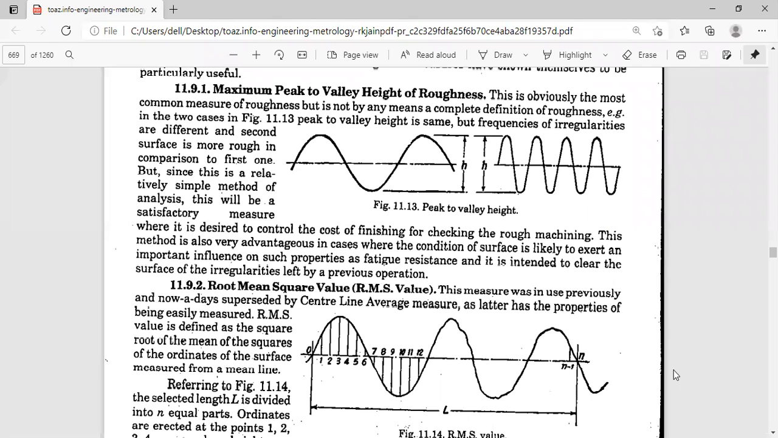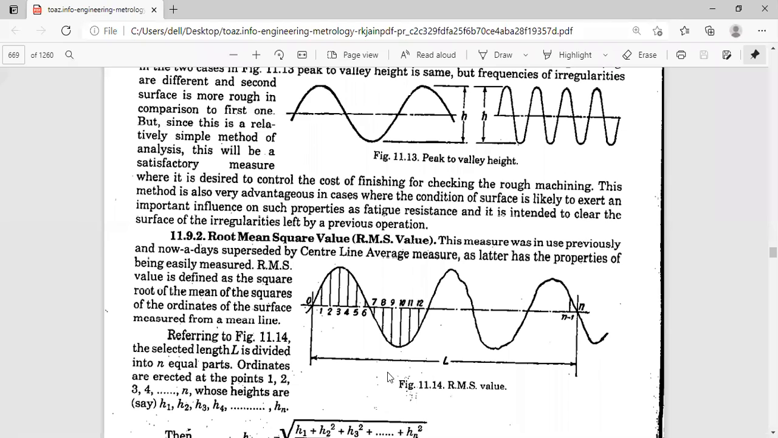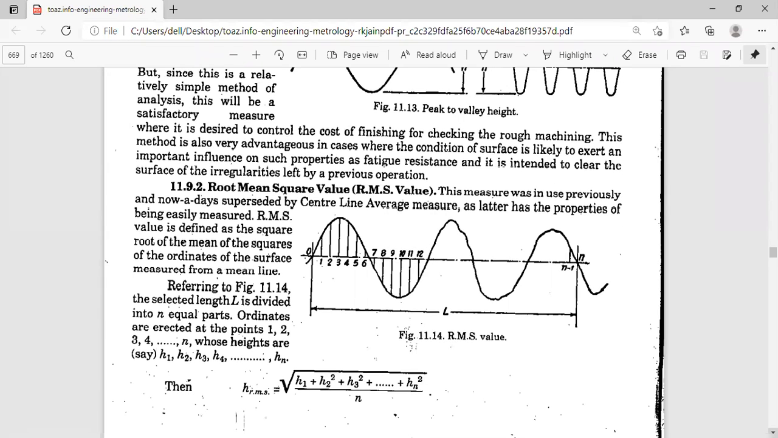This RMS value you can take for different ordinates, the square root of the ordinates, y1 square and so on. Here in this figure we have peaks up to 6, and from 7 to 12, and like that we can divide them. We can have the formula: HRMS is equal to the root over h1 square plus h2 square plus h3 square plus so on till hn square, divided by n. So we have to draw this figure, where capital L is the sampling length, and we have to divide that into a number of equal parts.